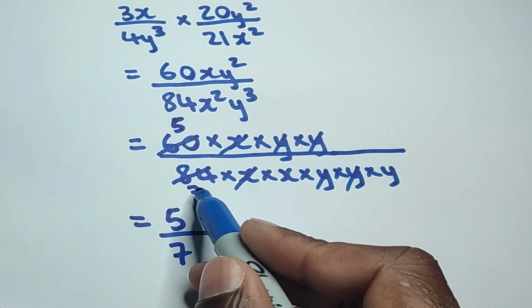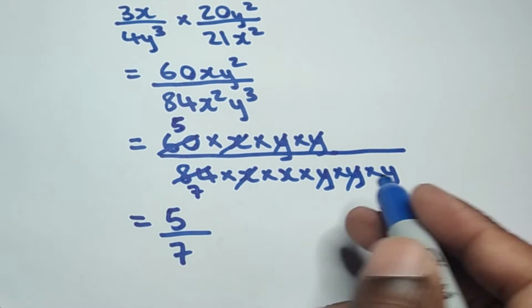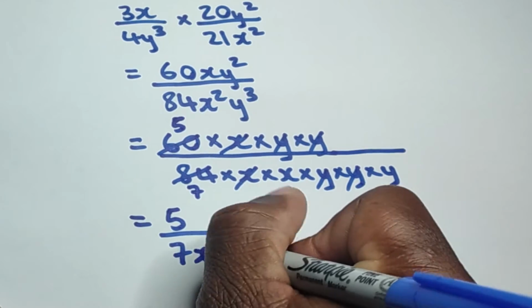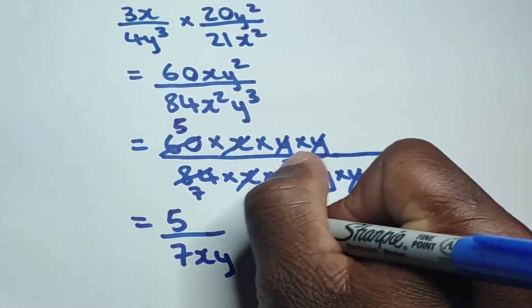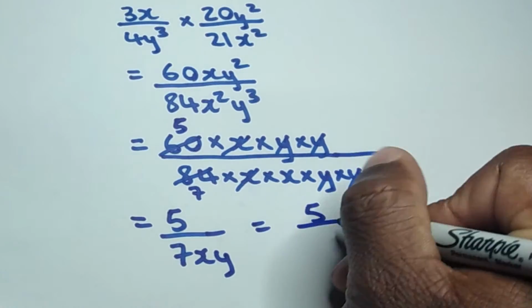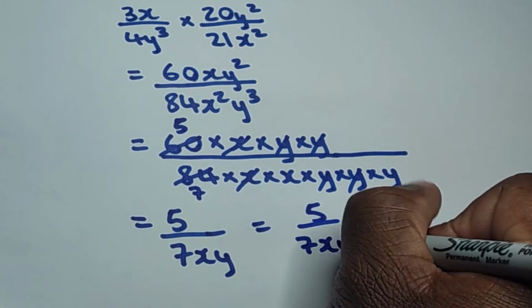All right, so we'll be left with 7 times x times y, so that's 7xy. So our answer is 5 over 7xy.